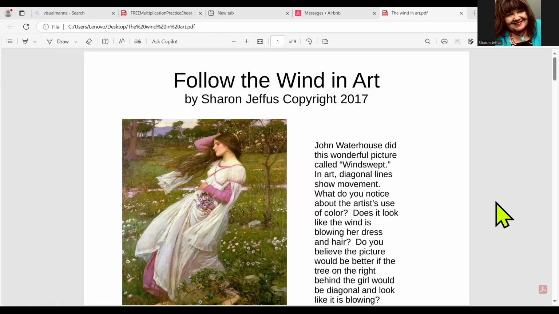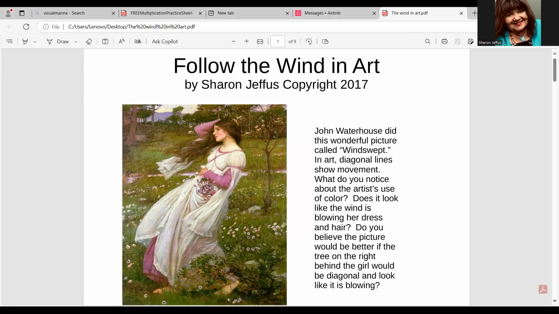John Waterhouse did this picture called Windswept in Art. Diagonal lines show movement in art. What do you notice about the artist's use of color? Does it look like the wind is blowing her dress and her hair? Do you believe the picture would be better if the tree on the right looked like it was blowing behind the girl? And what do you think about that?